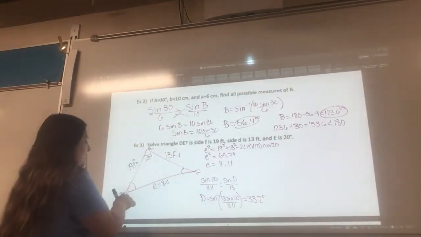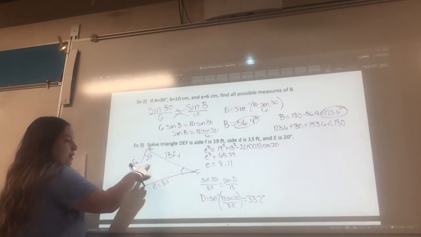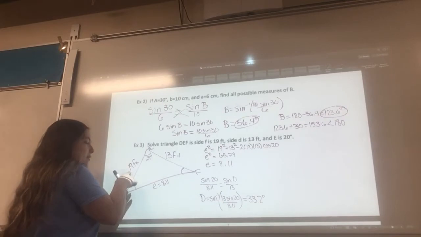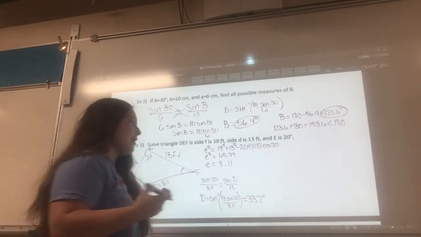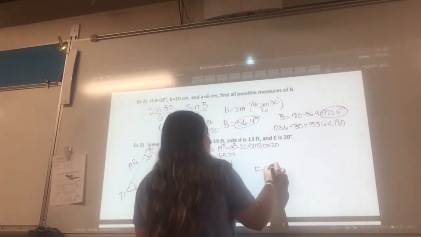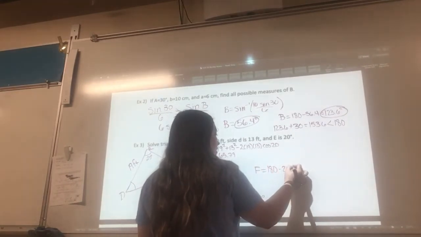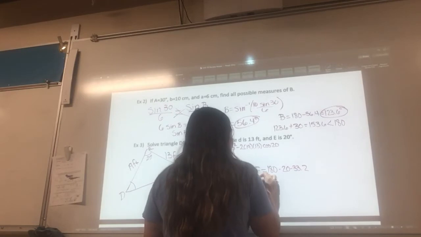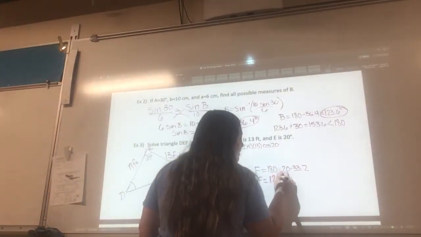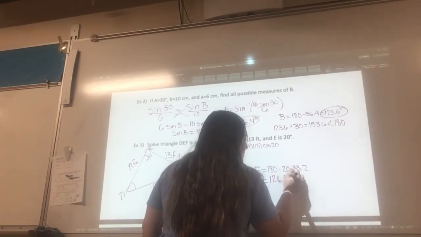And that's pretty decent because 8.11 is with 20, 13 is with 33.2, so those are just slightly bigger. So that means our 19 is big. That's our angle-side relationship correlation. But to find F, we're going to take 180 minus our 20 and minus our 33.2. So F is going to equal 126.8 degrees.